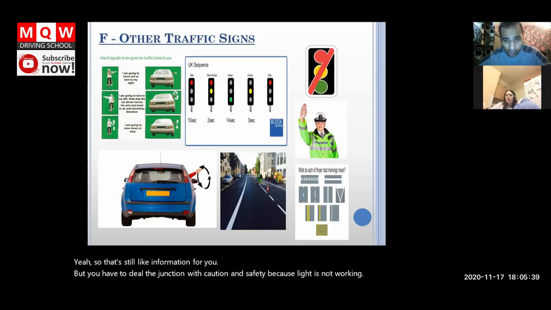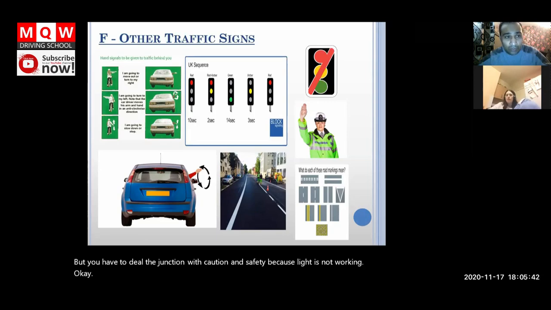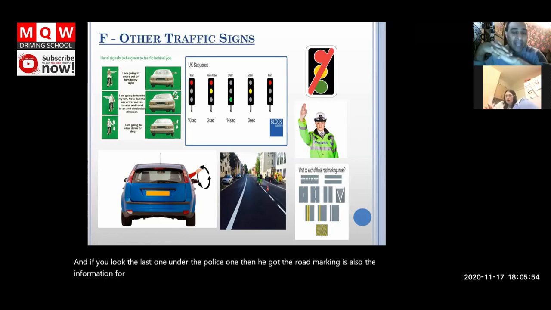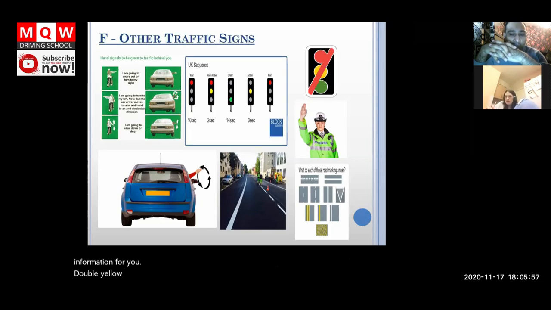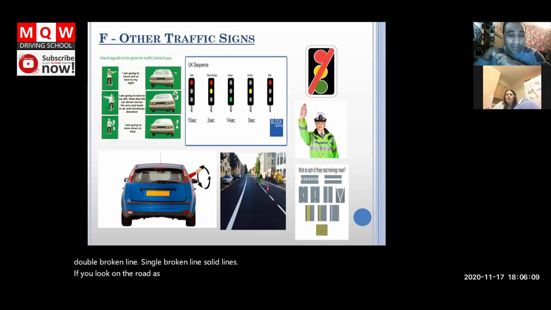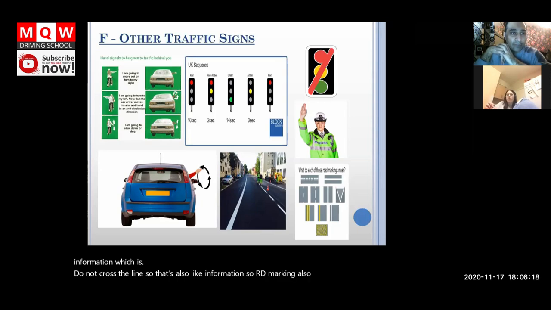Okay. Then you've got the police telling you what to do: stop, go, stop, whatever. And if you look at the last one under the police one, road marking is also information for you. Double yellow lines, double red lines, triangle on the floor, yellow box, solid line, broken line, double broken line, single broken line, solid lines. On the road there's a proper solid line, which also gives you information: do not cross the line. So road marking also gives you information. Not just signs.